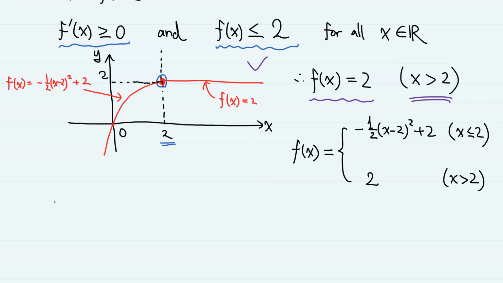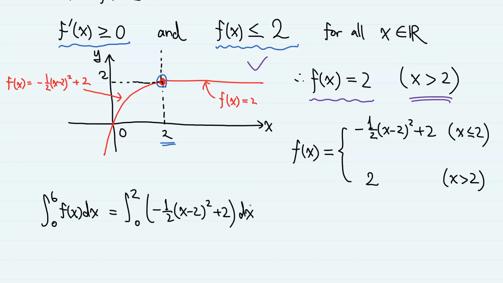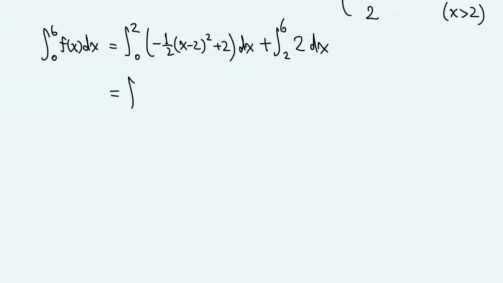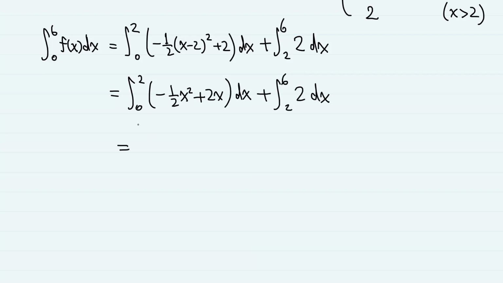And the problem asks us to calculate the integral from 0 to 6 of f(x) dx. So first, from 0 to 2, we have this function, and from 2 to 6, we have constant function 2. So here we have minus 1/2 x squared plus 2x and 2. So if we integrate, we have minus 1 over 6 x cubed plus x squared. And for the second integral, we don't even have to integrate it. It's just 2 times 4, right?